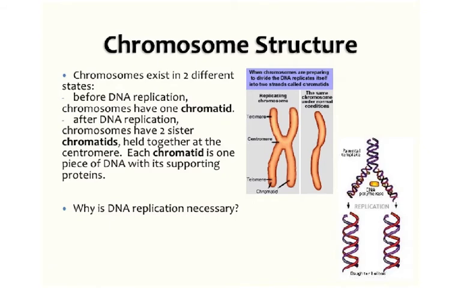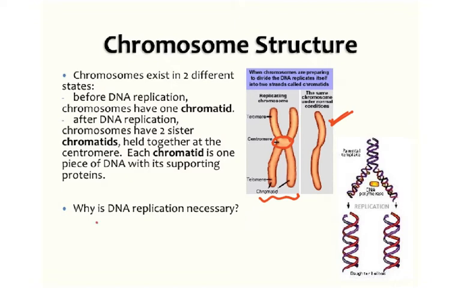Now chromosomes exist in two different states. This is the first state, just one chromosome. Before DNA replication, chromosomes have one chromatid. This is the one. After DNA replication, now they have two sister chromatids held together at this point, which is called the centromere. And each chromatid is one piece of DNA with its supporting proteins.